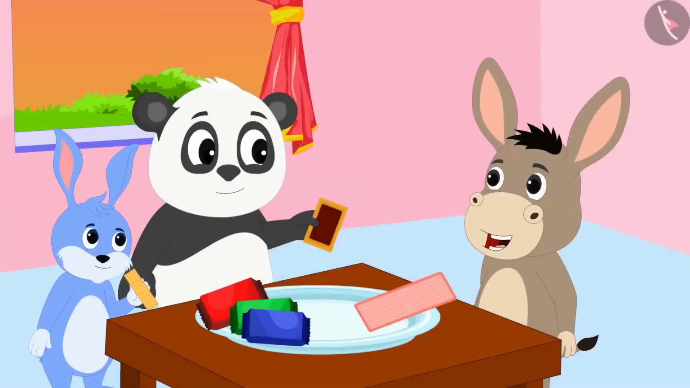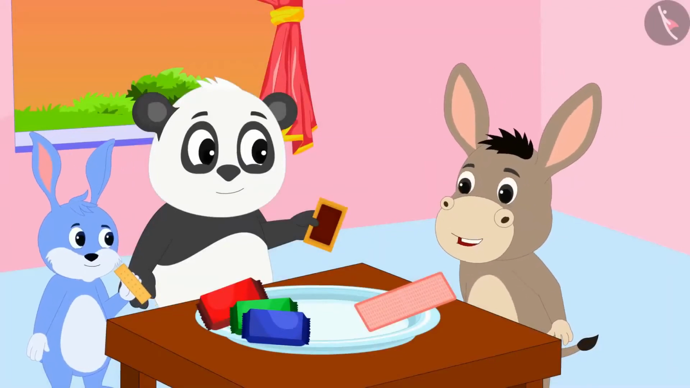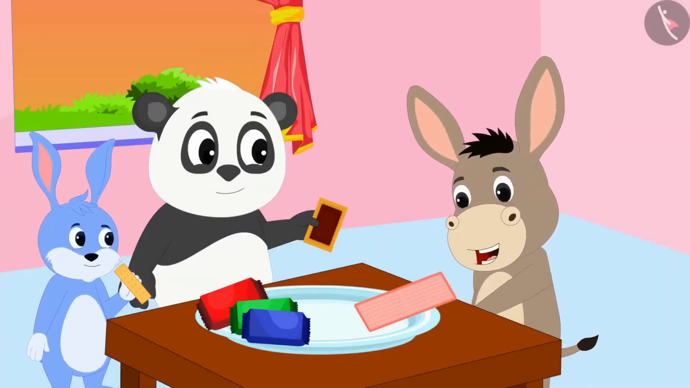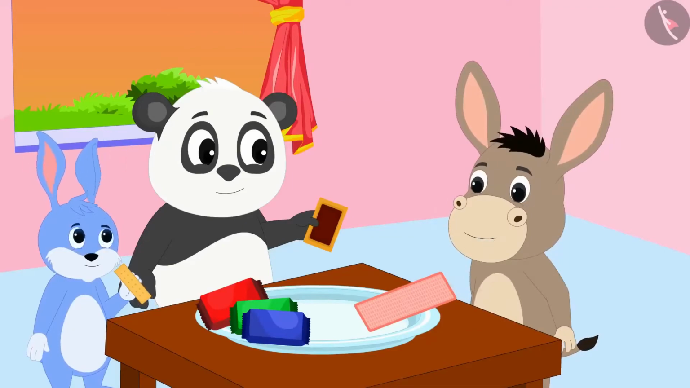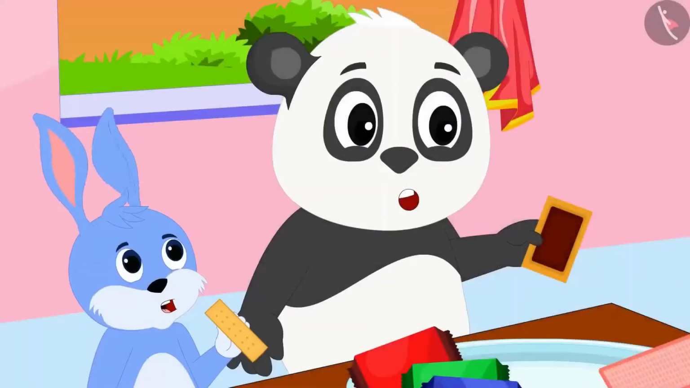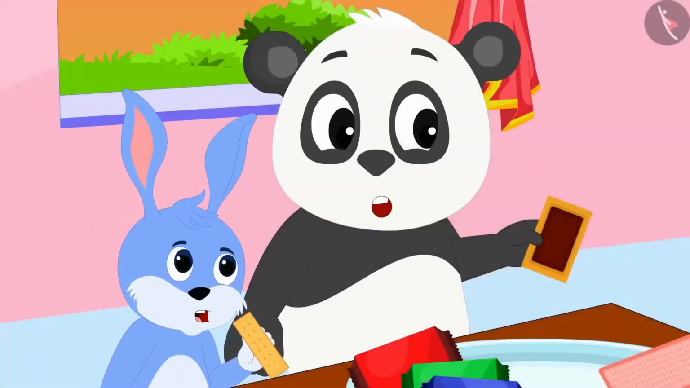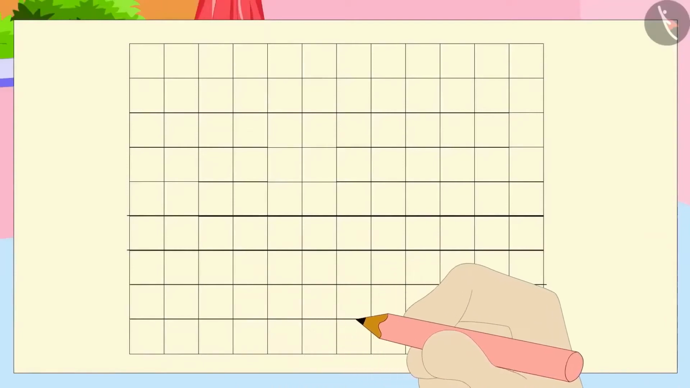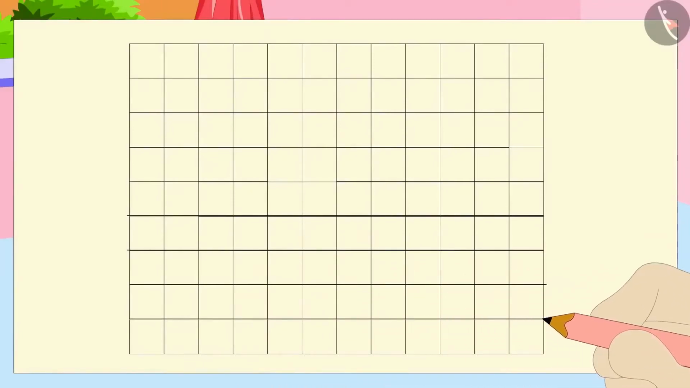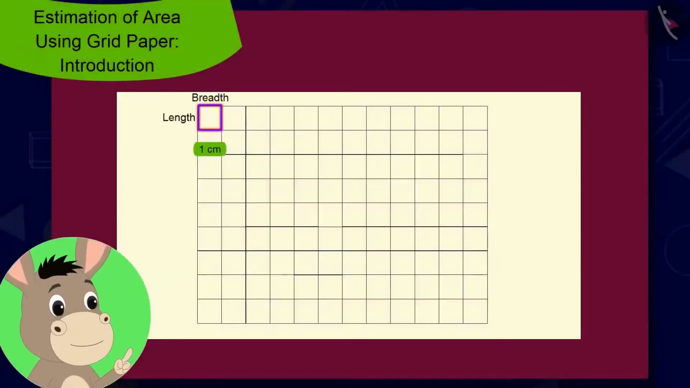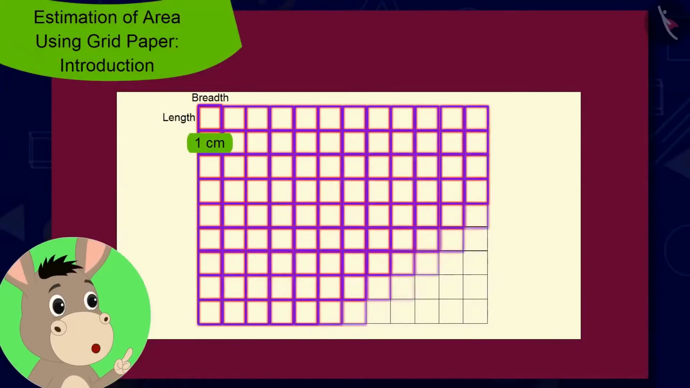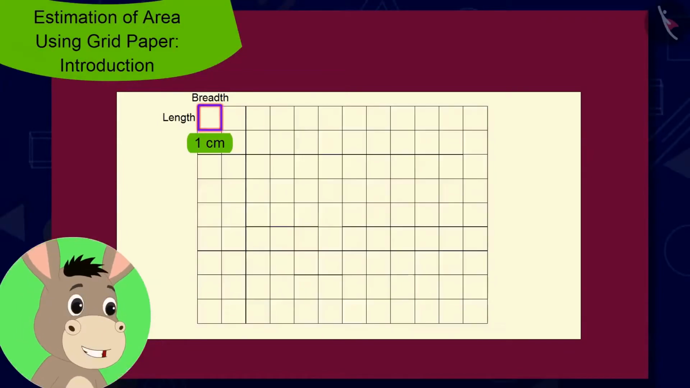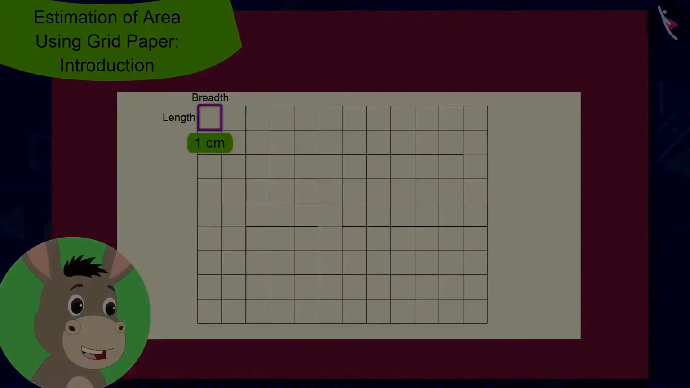Friends, we can immediately find out whose biscuits are the biggest using grid paper, said Bhola. Bunny and Golu could not understand anything. Then Bhola made such equal-sized squares on a paper. A paper made of equal-sized squares like these is called a grid paper, said Bhola.